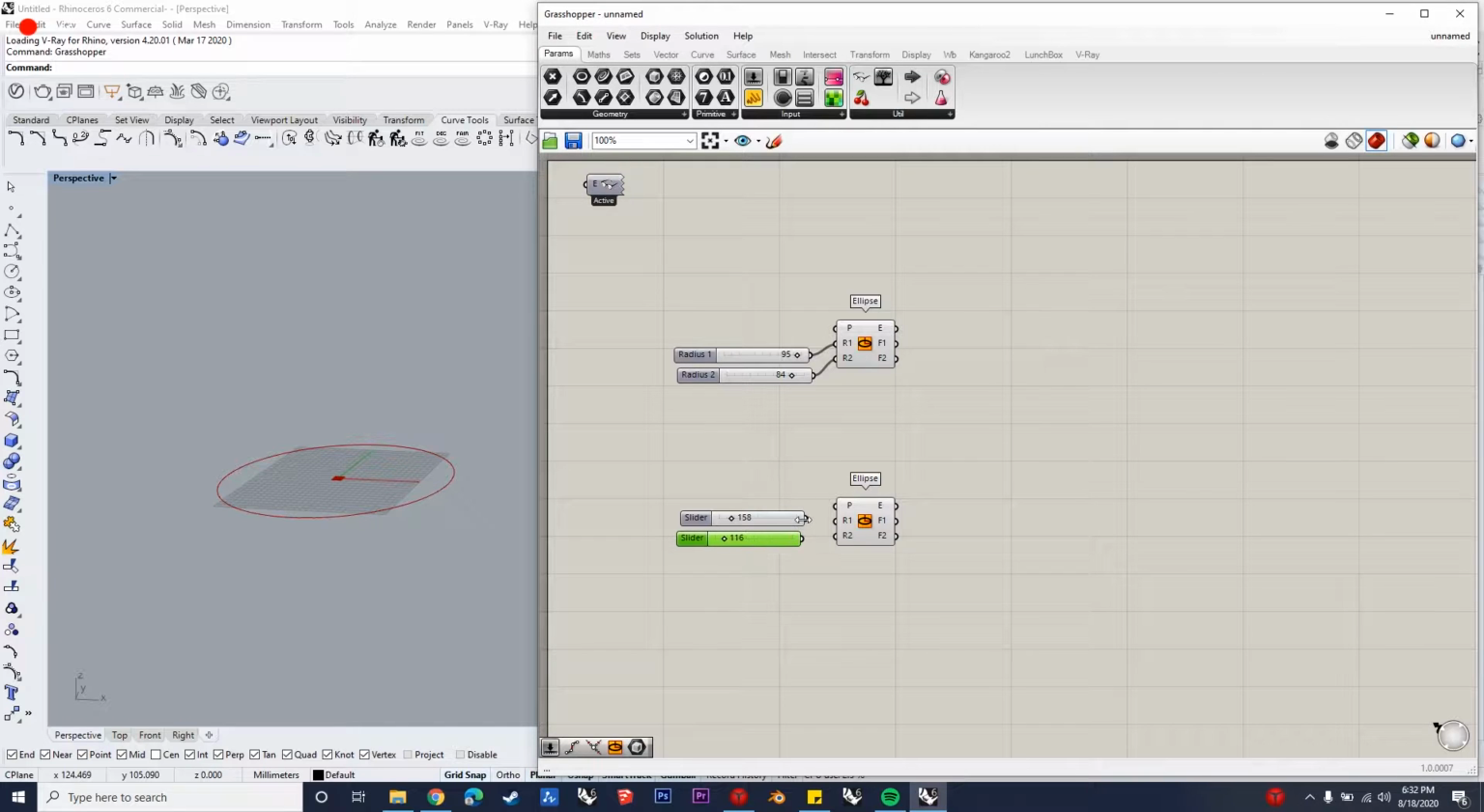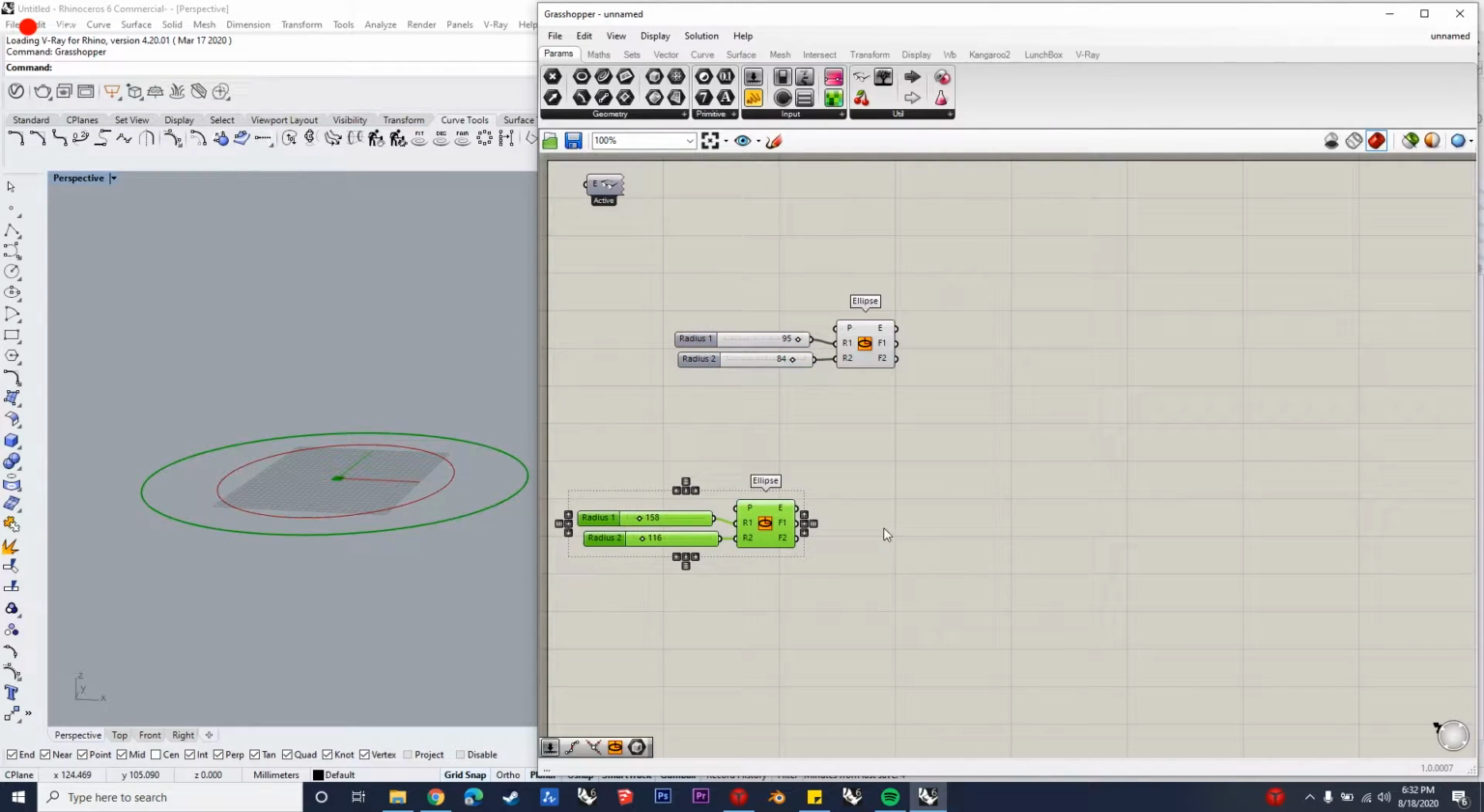The first step is to construct an ellipse and then divide the curve to like 100 to 200 points based on the design. Then using a graph mapper, we have to remap the heights of those points in the z-axis.